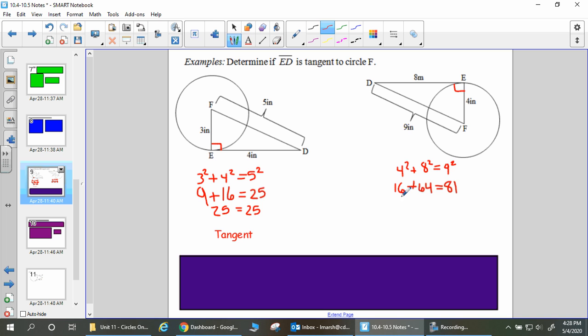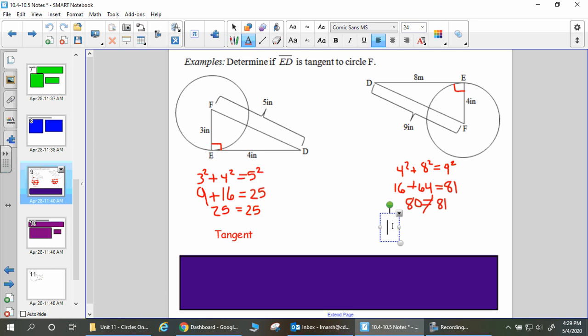16 and 64 added together gives me 80. So is 80 the same as 81? Nope, it's close, but no cigar. So this would simply mean that this is not tangent.